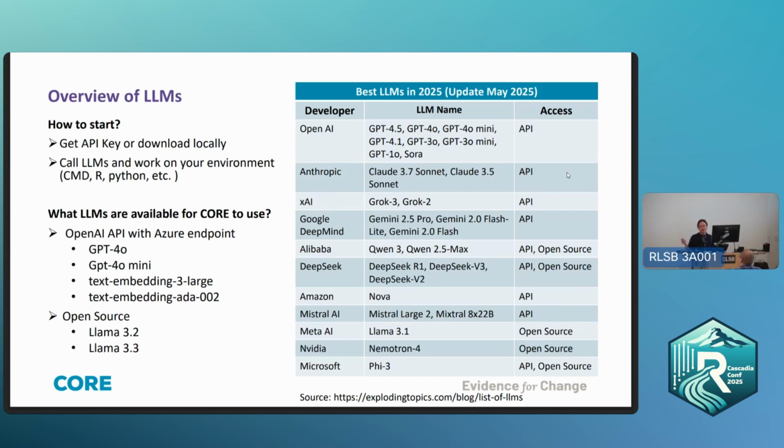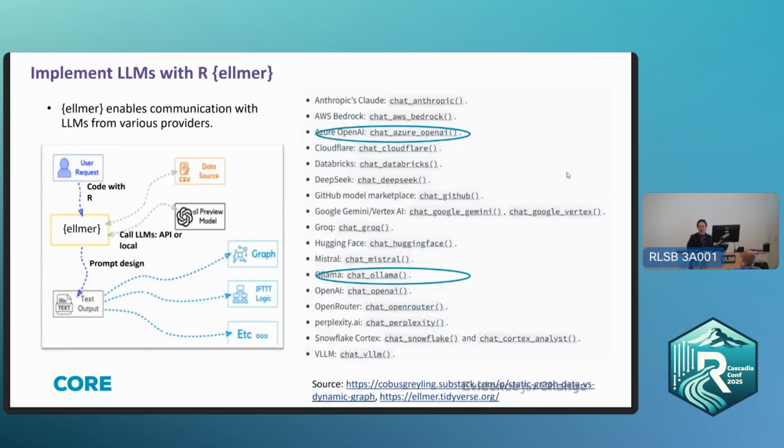However, these local models lack robustness, and we found that they require advanced hardware to run. For example, the Llama 3.3 model size is 43 gigabytes. That means you need a powerful CPU and a large amount of RAM to run it. And this year we have the option to get the OpenAI API with the Azure endpoint. These are the four models that we can use in our work environment: GPT-4o, GPT-4o mini, and two embedding models. So how can we run it in R?